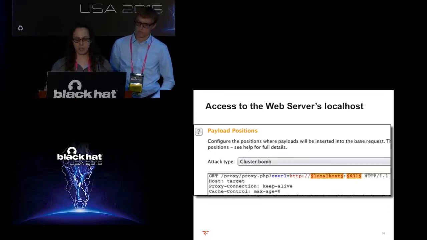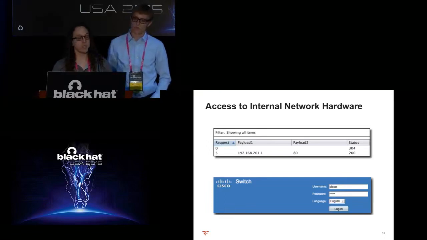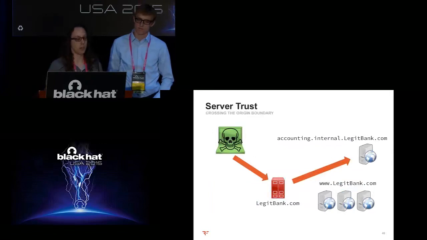So we scanned the internal network, and we found that 192.168.201.1 on port 80 returned a 200 OK. When we visit the site, we found that it was a Cisco switch, and it had a default username and password, an all too common finding on an internal network assessment. Now, what else can we do? So legitbank.com is running a load balancer. Now this load balancer specifically was an Nginx pass-through proxy, and it was routing based on hostname and path to internal services.